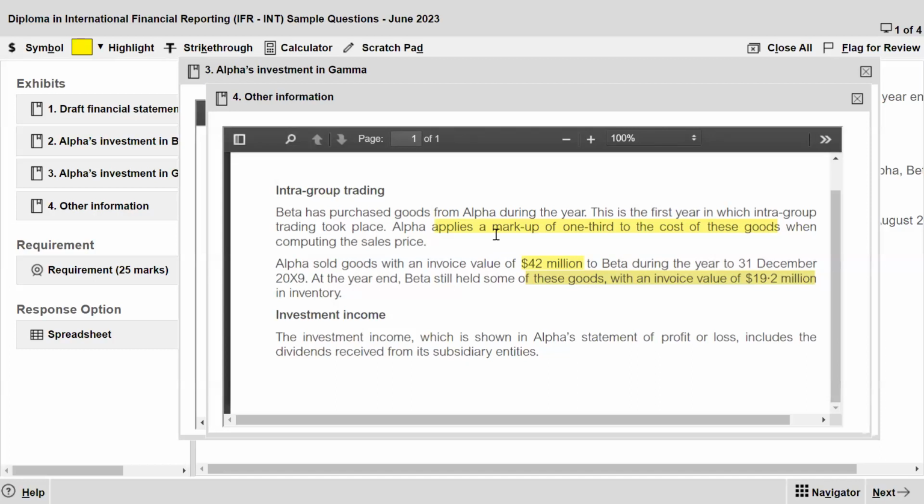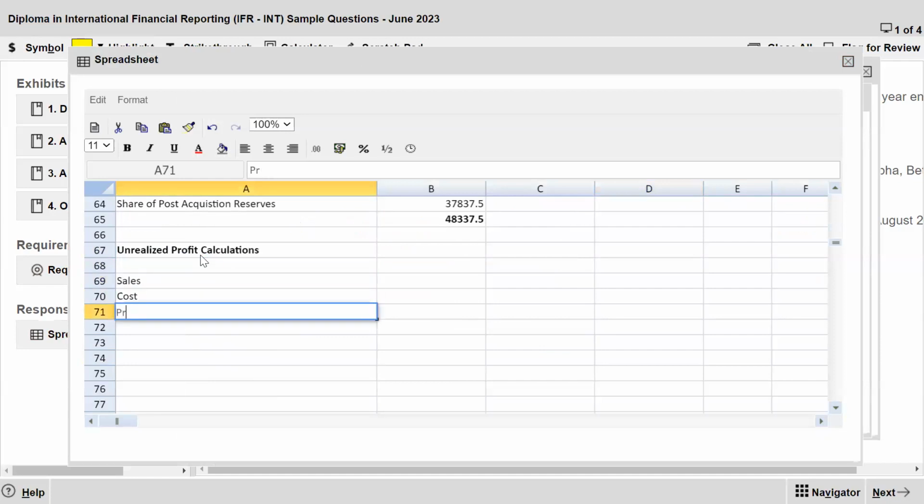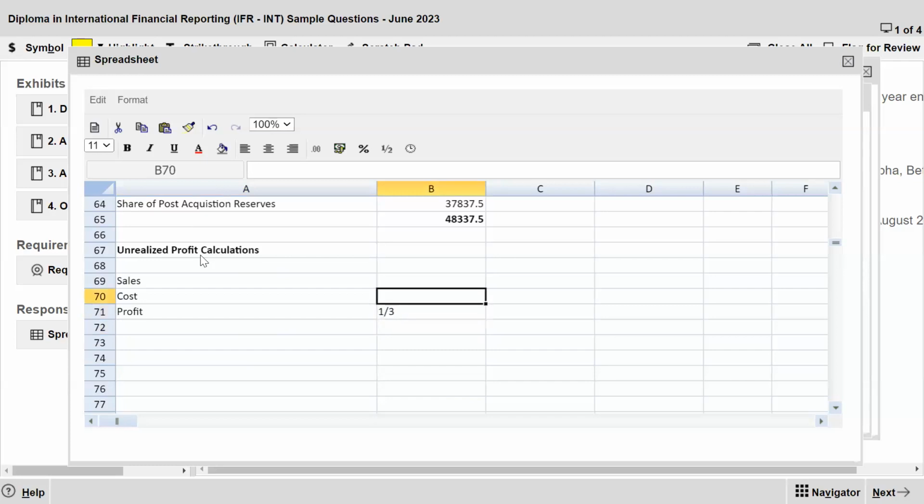Okay, now let's see. See, basically what happens is that Alpha sold goods with an invoice value of $42 million. So when you are going to calculate this unrealized profit, the calculations are going to be like this. For the unrealized profit calculations, just try to understand it's a sales, cost, profit. The markup is 1/3, equals 1 divided by 3. So markup is 1/3, right?